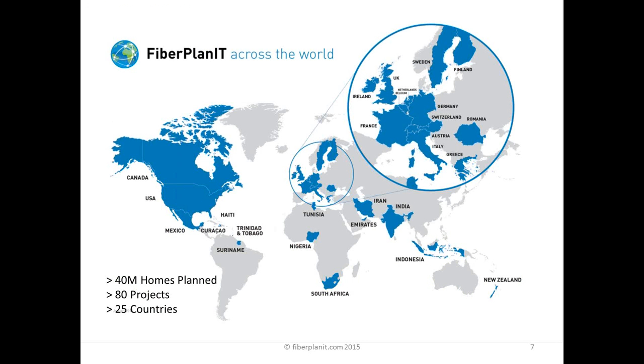FiberPlanIT is a tool that has been on the market since 2008 in different projects, and we have been involved in more than 80 projects now, in more than 25 countries across the whole world. And all our customers in those projects have already planned more than 40 million homes. So we can easily say that in this specific part of FTTx planning, we are the world leader, and that it's a very well-proven tool in the market.